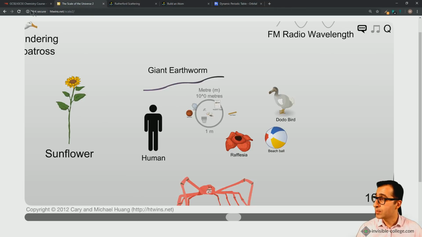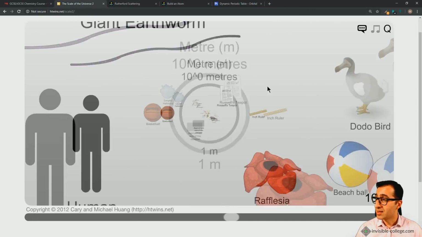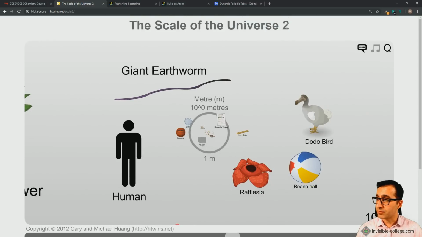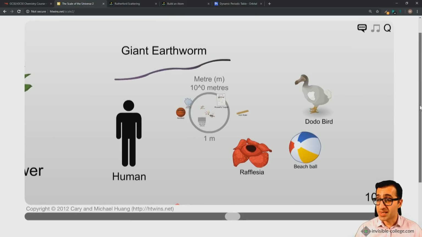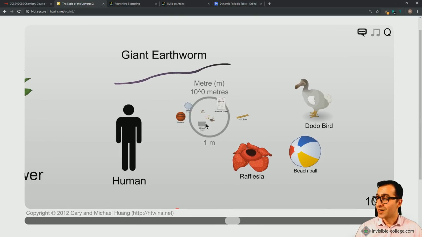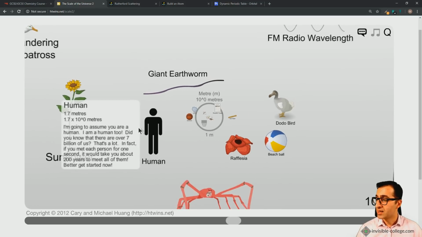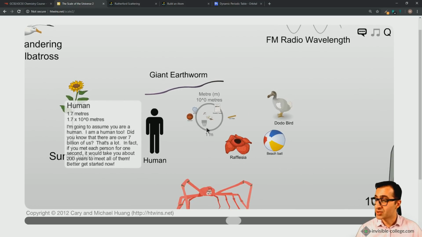So I would direct you to this simulation here. If you type in "the scale of the universe 2" into a search engine like Google, you'll find this web page. You do need to have Flash enabled on your browser to fully use it, but I would encourage you to take a look at it because it's actually very interesting. It shows the relative sizes of things on a diagram as they actually exist in terms of their relative sizes to each other. So here we can see the average human is about 1.7 meters tall.